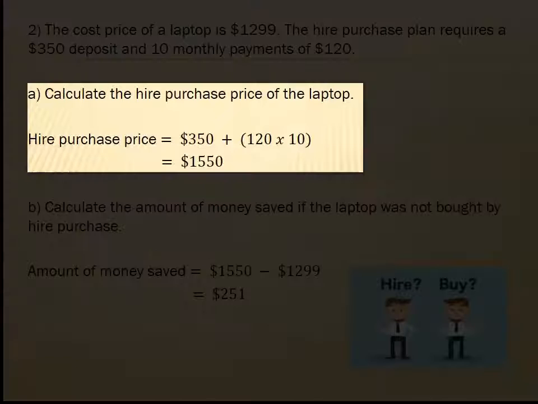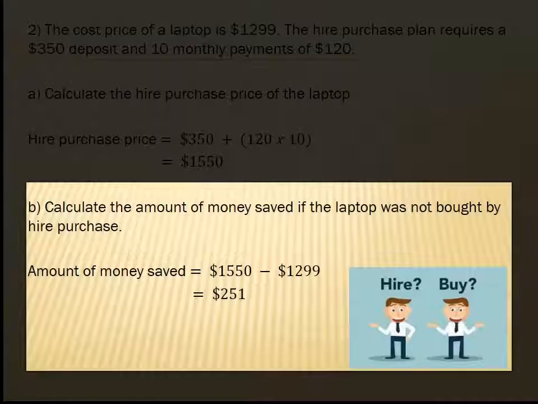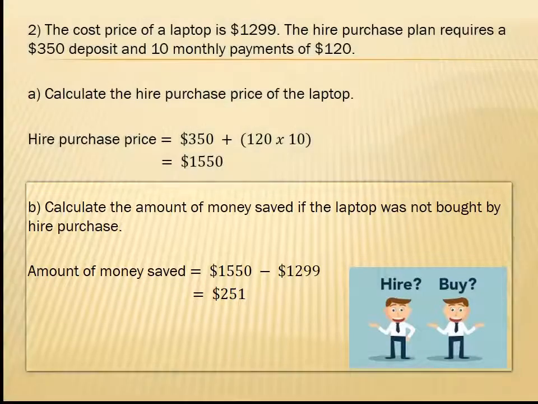In Part A, the hire purchase price would be the down payment of $350 and your 10 monthly installments of $120, so $120 by 10, and this would give us a total of $1,550. In Part B, the amount of money saved would be the hire purchase price minus the cost price, which is $1,550 minus $1,299, and we would get $251.